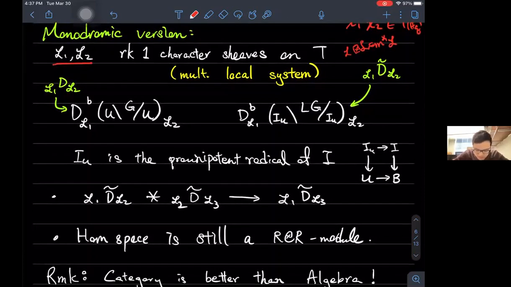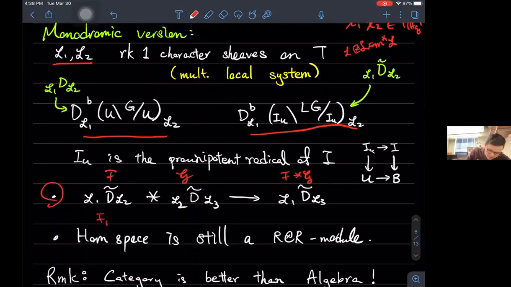And the same abstract nonsense, those perverse sheaves categories, still holds. You could still define these derived categories with monodromy. And again, for any two sheaves, you could define their convolution products. And the Hom space between F1, F2 in this D(L1, L2) is still an R-bimodule.